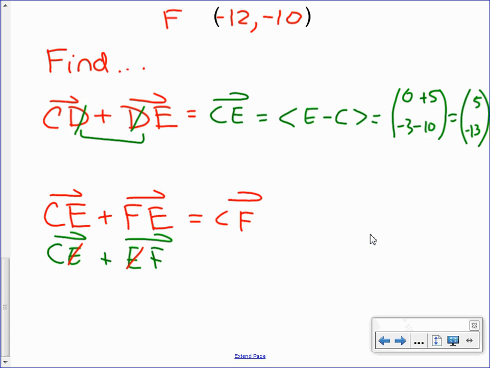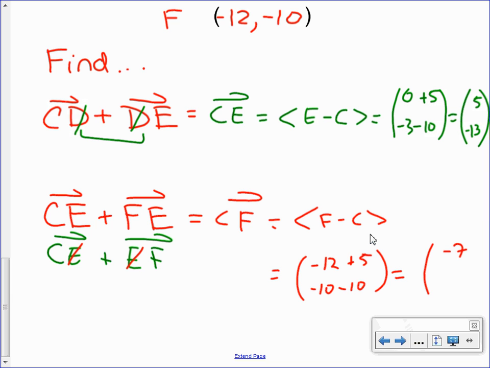Okay. Here we go. So, to solve for CF, it's just F minus C. True? Okay. F is negative 12, and then plus 5. Is that true? And then negative 10 minus 10. So, final answer? Negative 12.